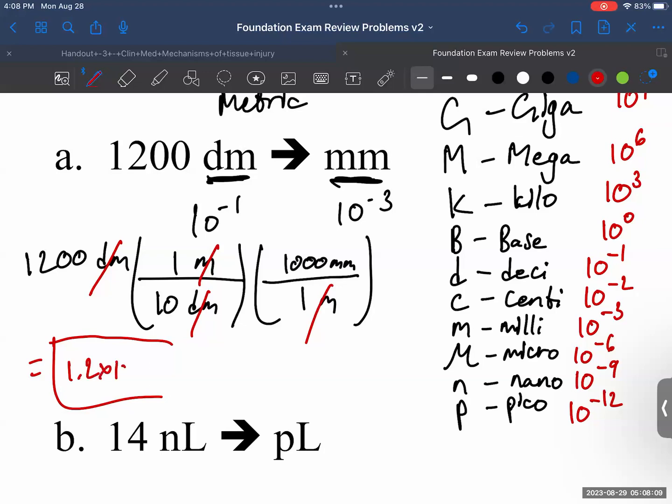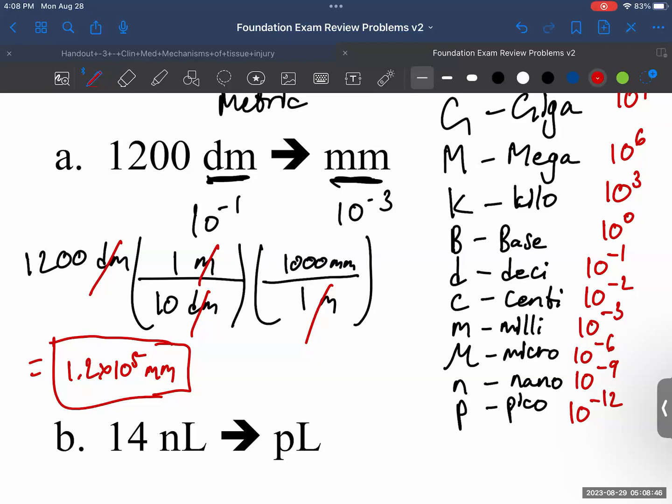1.2 times 10 to the 5th, and this is in millimeters. All right, a general rule of thumb: I should have pointed this out beforehand, but if you go to a prefix that's smaller, so 10 to the minus 3 is smaller than 10 to the minus 1, your answer should be bigger than the thing you're starting with. In this case, 1,200 decimeters, deci is a bigger prefix than milli, so our answer should be bigger. So 1.2 times 10 to the 5, that's bigger than 1,200. That's what I mean.